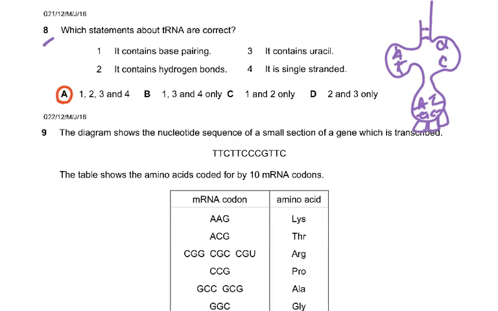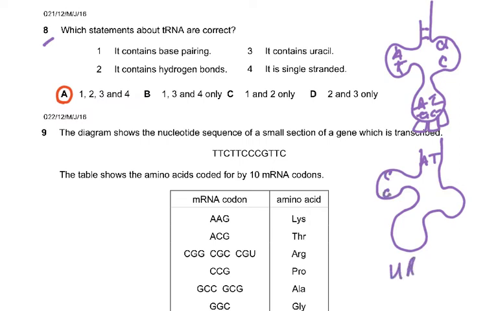Question 8, which statements about tRNA are correct? Contains base pairing, yes, ATGC, it's like a clover leaf. So it's going to wind out. It's only one polypeptide chain. It contains hydrogen bonds. There's A here, there's T here, so there's a hydrogen bond. There could be C here and G here. There will be hydrogen bonds. It contains uracil. Yes, all RNAs contain uracil. There's no thymine and it's single-stranded.